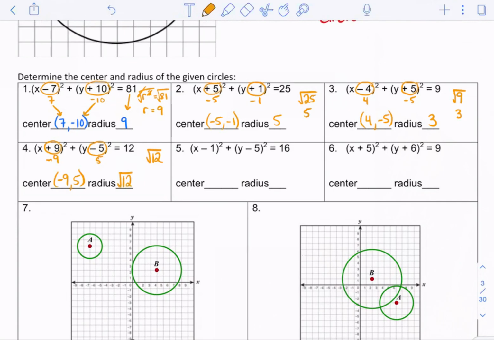Square root of 12 is fine. You can simplify it if asked, but this did not ask for us to simplify. So we have to just leave it like that. You could. If you simplify, you won't lose points unless you do it incorrectly. Okay. So center, +1, +5. Square root of 16 is 4. 4 times 4 is 16. All right. -5, -6.